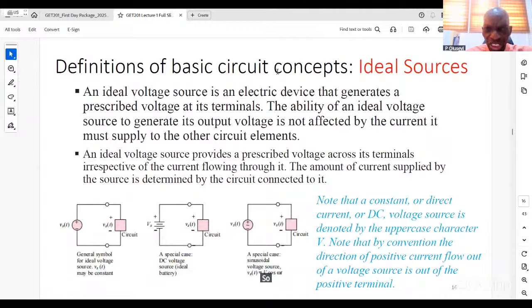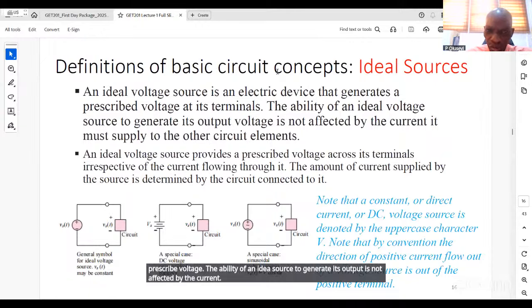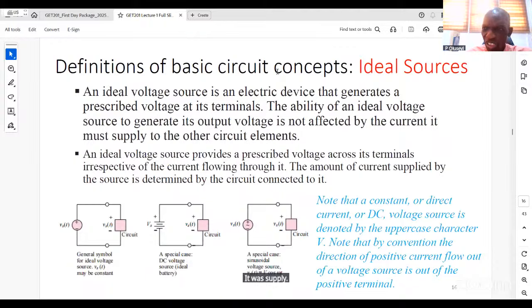So when we are dealing with the basic circuit concept, the ideal source is an electric device that generates, as I have told you before, a prescribed voltage. The ability of an ideal voltage source to generate its output is not affected by the current it supplies. So when we call a particular source an ideal source, it means it has the ability to supply any prescribed voltage that you want it to supply.